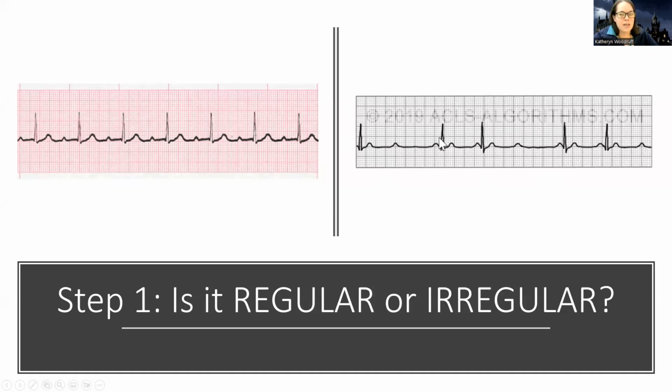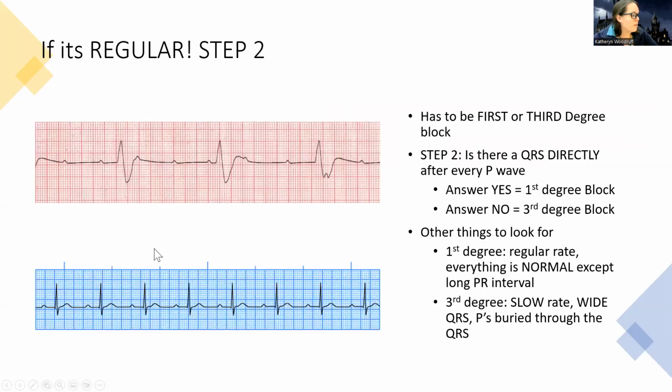So the general rule, let me go to the next slide, is that if it's regular, if it has the same space between the pointy things, the QRSs, then it is a first or a third degree block. You can see here at the bottom there's the same space between the QRSs. And here at the top, even though there are only three of these QRSs, there's the same space between them. And if you did measure out these P waves, you would see there's the same distance between them. But it doesn't matter what's going on with the P wave, so don't get too hung up on that.